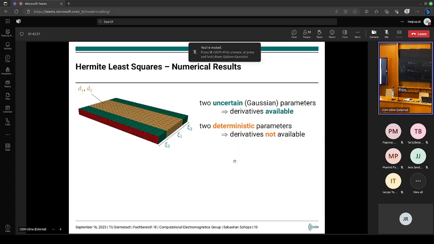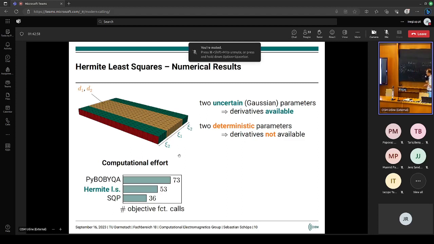So let's look at the example. That was the problem we had a look at already before. Now we have two deterministic parameters and we had some uncertainties. And then we had a look at the computational effort. Maybe not so surprisingly, even with finite differences, SQP was in this very simple case quite successful. The performance of SQP, because it uses finite differences, will be significantly worse if you have more dimensions. For the 5 dimensions that we have here, it was still doing quite well. The original BobbyQA was okayish, I would say, and our Hermite approach was somewhere in the middle.